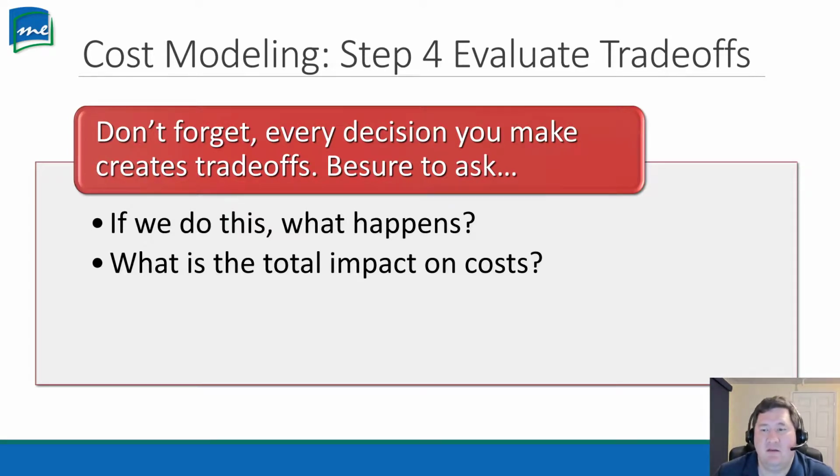But what if we trained our people? What happens there? If we train our people, give them additional training, well, that might be an additional cost. Well, what if we didn't train our people? Where would that happen? Well, we might have lower quality on the end. So when you do that, what is the total impact of all these costs? What is the total impact on the costs?